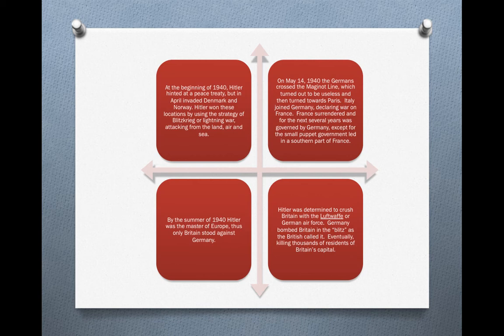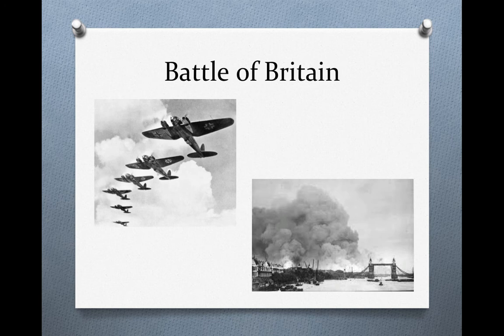Hitler was determined to crush Great Britain with his Luftwaffe, or his German Air Force. So Germany bombed Britain in the Blitz, as the British called it, eventually killing thousands of residents at the British capital. And so you can see here, there's the famous bridge in London crossing the Thames, and then the airplanes here. But pretty much Germany would fly across the English Channel every day and bomb London over and over again, pretty much throughout the whole summer.